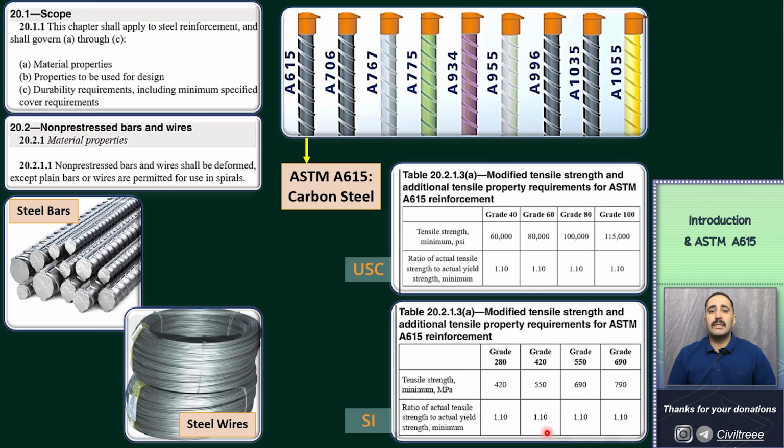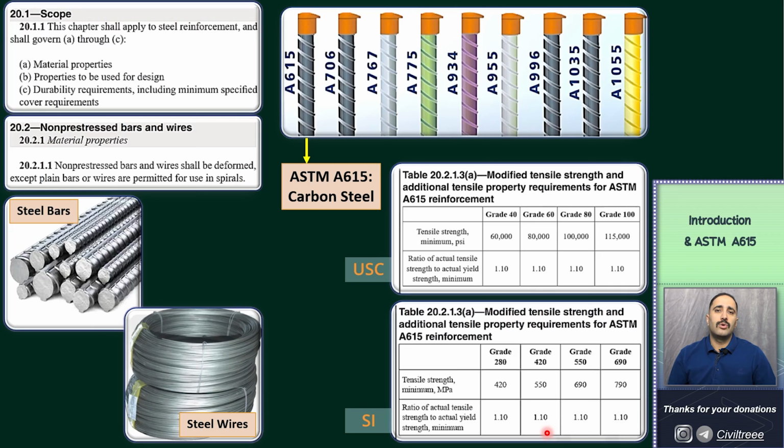Note that A615 reinforcing steel doesn't have good weldability, so welding it can lead to brittle connections. Different grades of this type are available in Table 20.2.2.4a. About the second row of this table, we will talk in the next session completely.